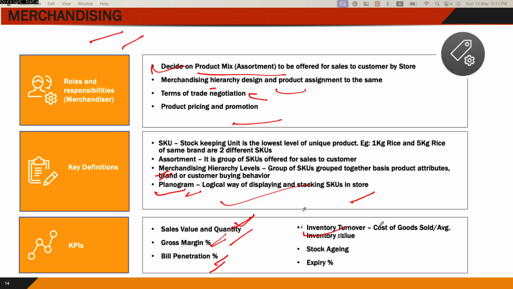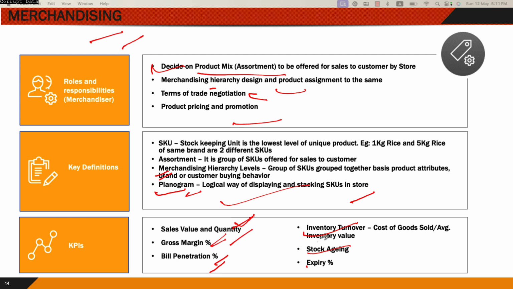Inventory turnover. For example, what is the cycle of that inventory, how long it is going to take for you to sell this particular SKU, and how many turns it is doing, is part of the analysis. Any inventory whose turnover is very high is considered to be doing really well. Stock ageing: how long that product would be on the shelves.